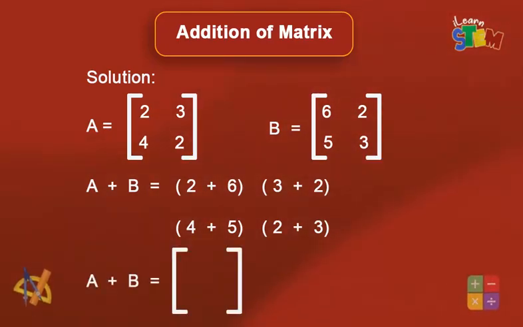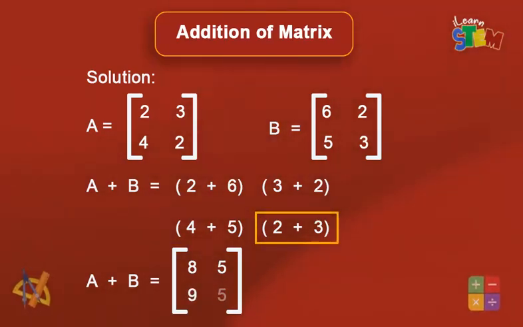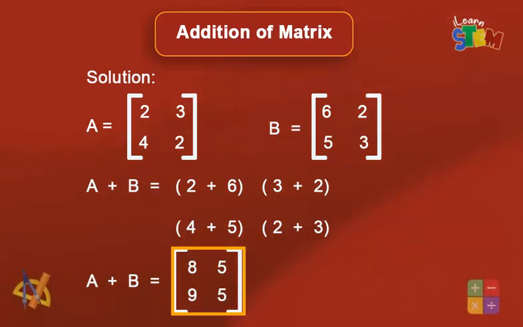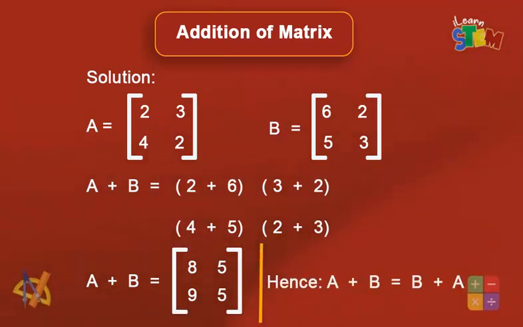Now, we add them up. 2 plus 6 will give us 8. 3 plus 2 will give us 5. 4 plus 5 will give us 9, and lastly, 2 plus 3 will give us 5. Therefore, for A plus B, we have [8, 5; 9, 5]. Also, for B plus A, using the same method used in A plus B, we find out that we have the same answer as A plus B. Hence, A plus B is equal to B plus A.